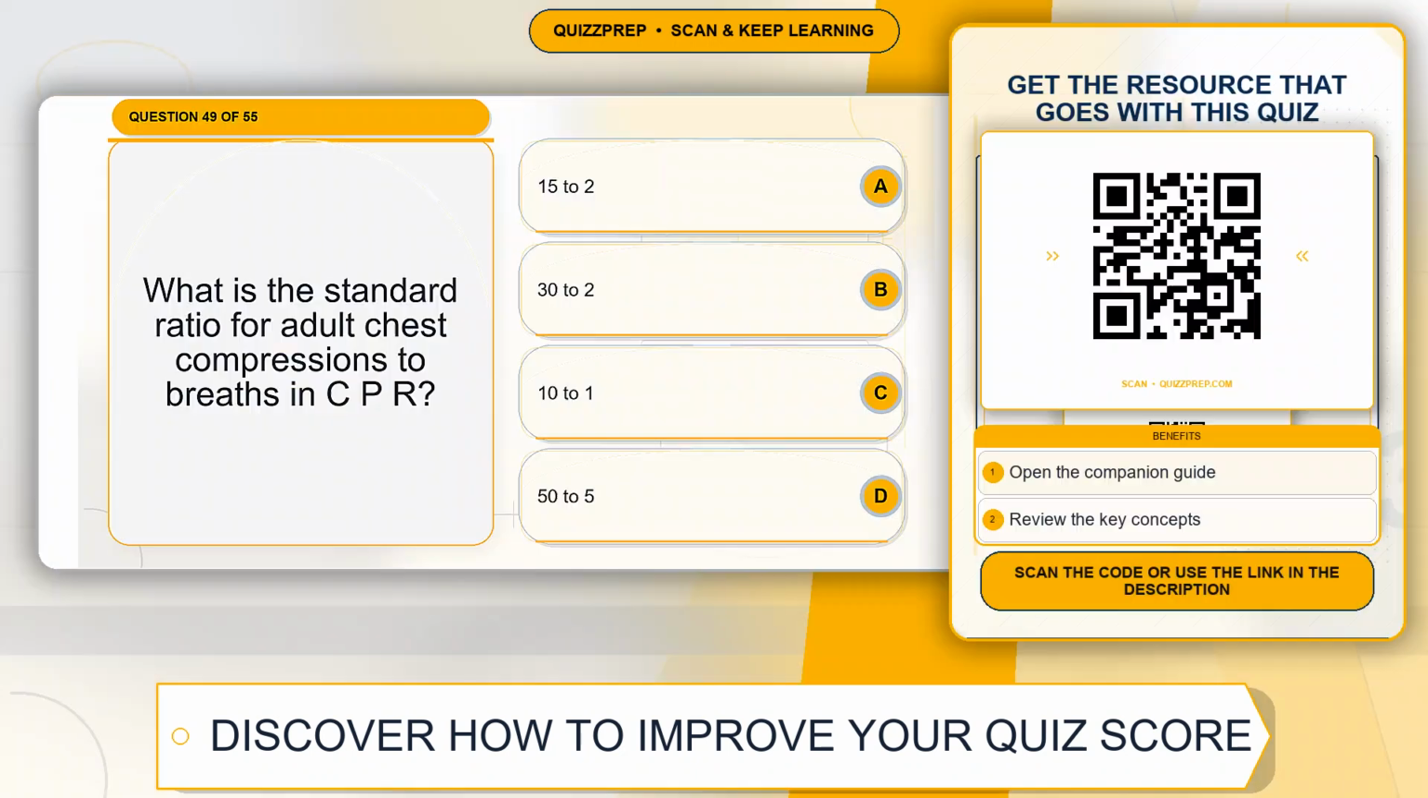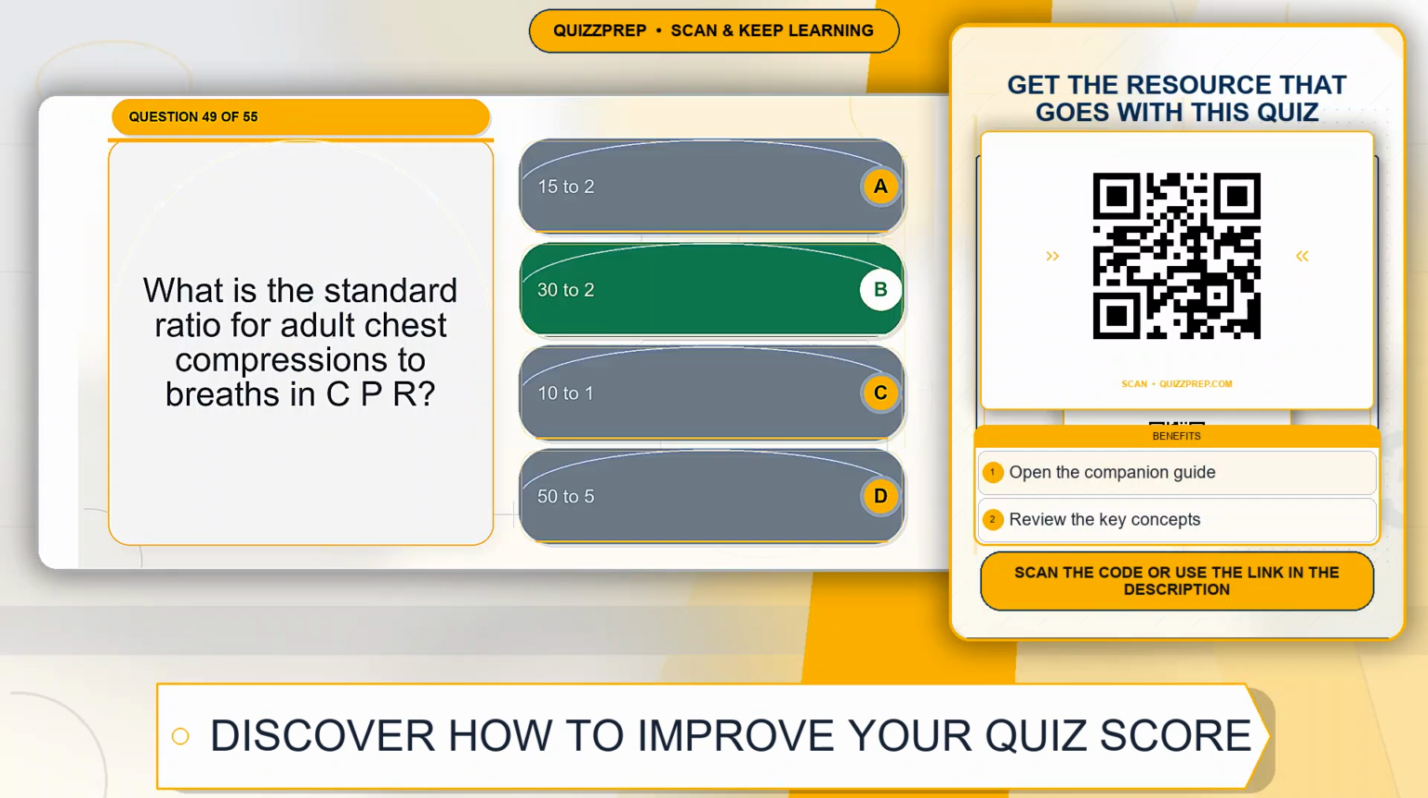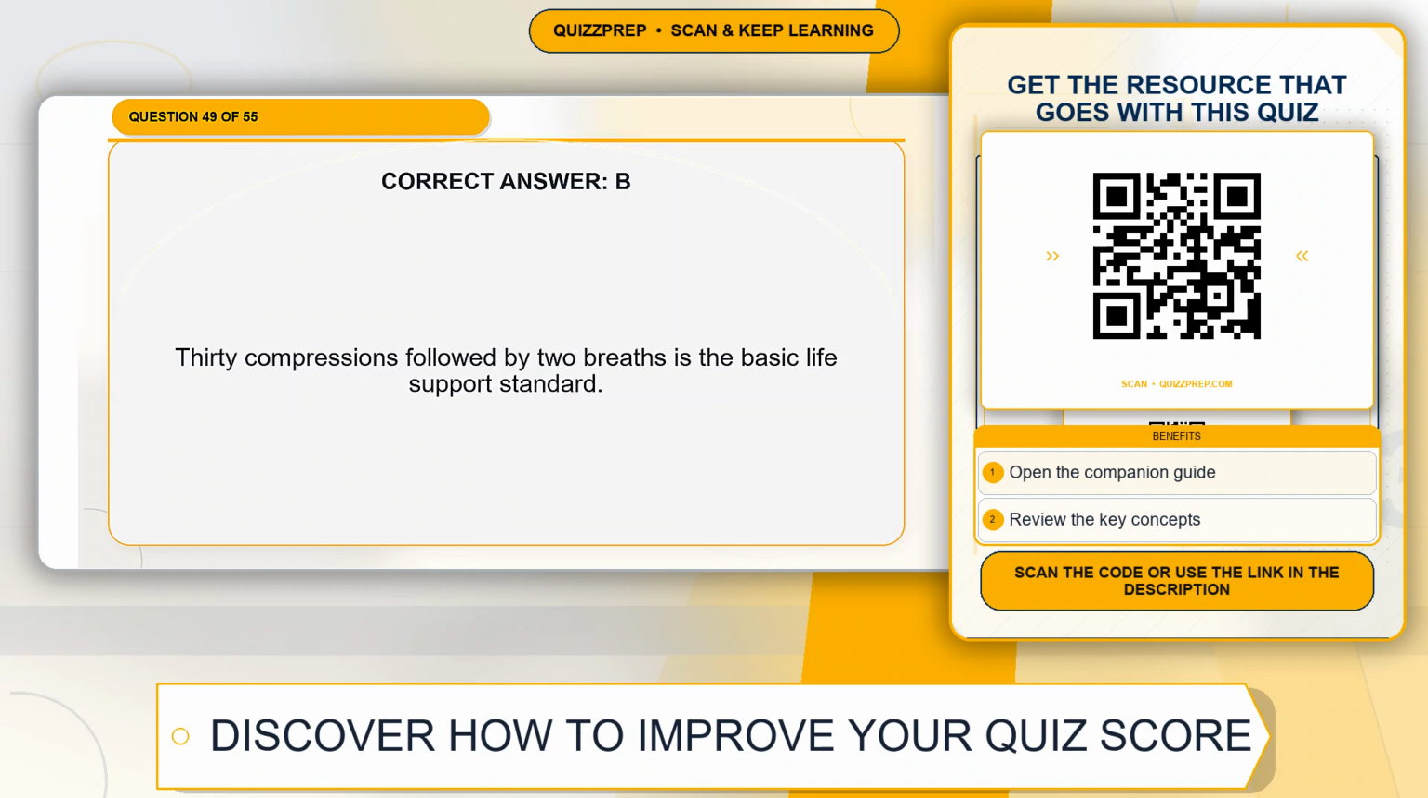Question 49. What is the standard ratio for adult chest compressions to breaths in CPR? Option A, 15 to 2. Option B, 30 to 2. Option C, 10 to 1. Option D, 50 to 5. The correct answer is option B, 30 to 2. Explanation. 30 compressions followed by 2 breaths is the basic life support standard.